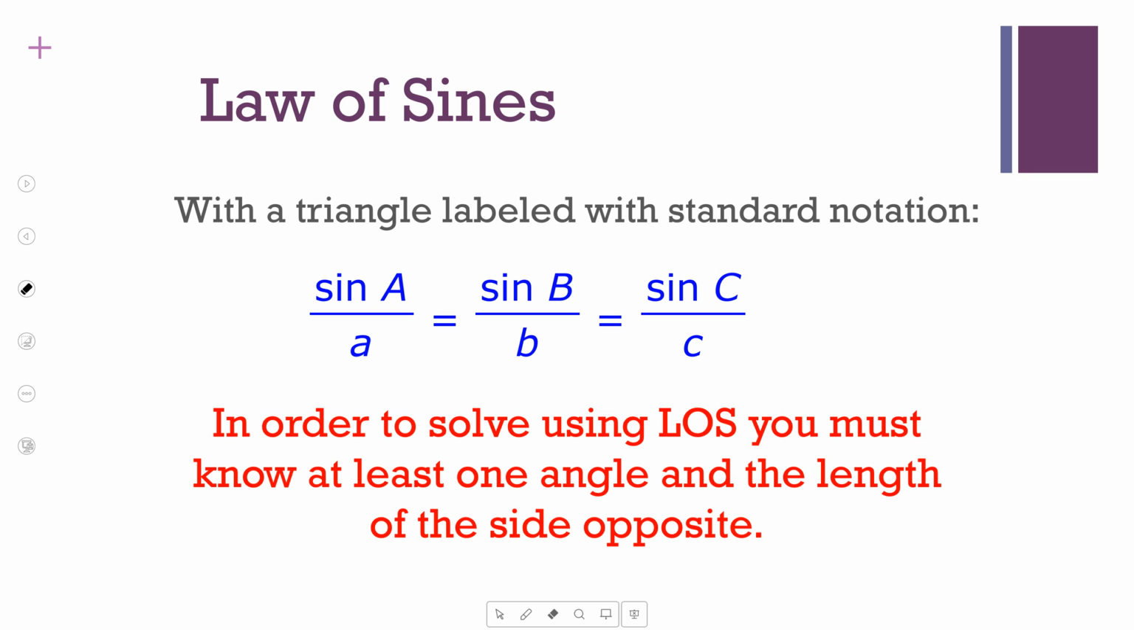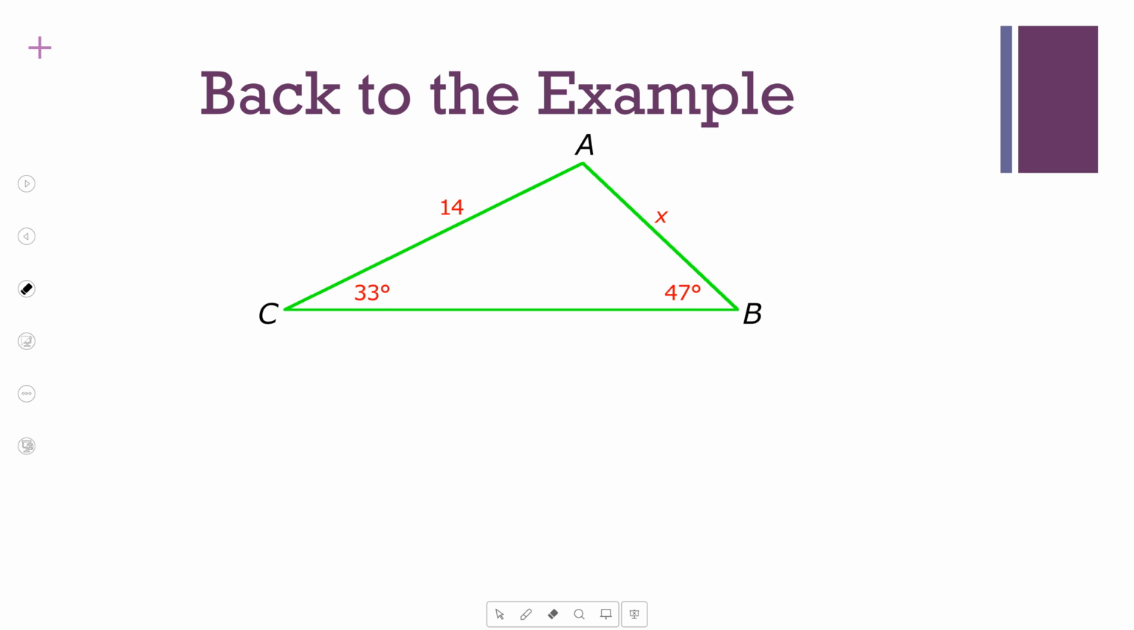Okay, we ready? Yes? All right, here's our first example. Let's go back to that guy. We're going to solve for x. Even though I did it already, I'm going to repeat myself. Can I use law of sines here? The answer is yes. I have the angle 47, and I have the side opposite it of 14. Therefore, I should be able to set up the law of sines.